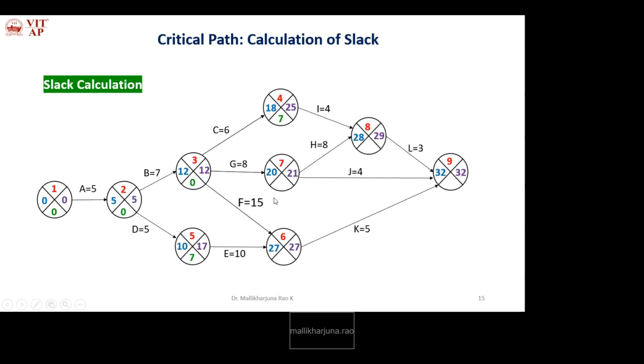27 minus 27, 0. 21 minus 20, sorry, 1. Then the 8th event, 29 minus 28, 1. And 32 minus 32, 0. Now the network is ready to find the critical path.